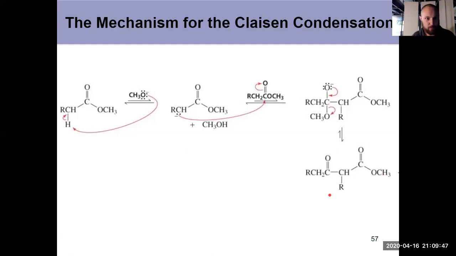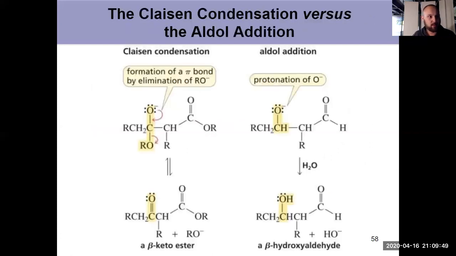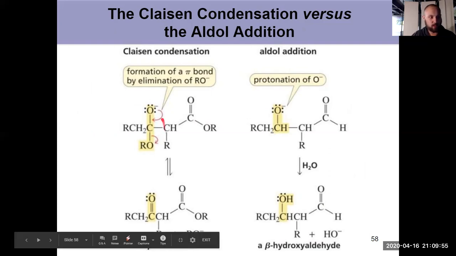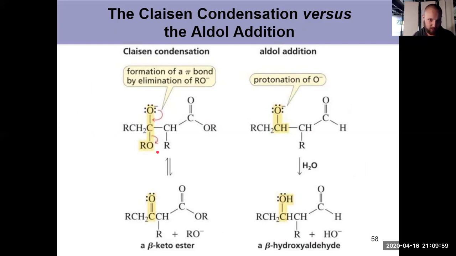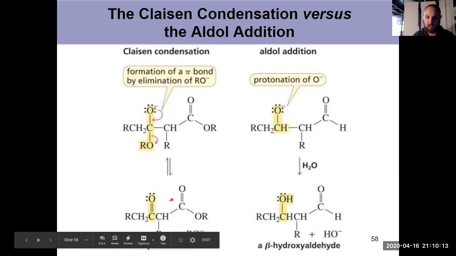That's simple. So how does that compare to the Aldol addition? Okay, well, our Claisen condensation, as we just saw, reforms the pi bond and kicks off the alkoxide leaving group. Whereas an Aldol addition doesn't have a leaving group, so it picks up a hydrogen, which is why you always see water in the last step, to produce a beta hydroxyaldehyde or ketone. Whereas here, now we're producing a beta keto ester.